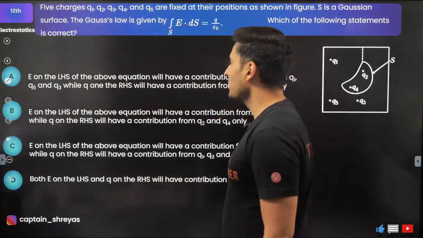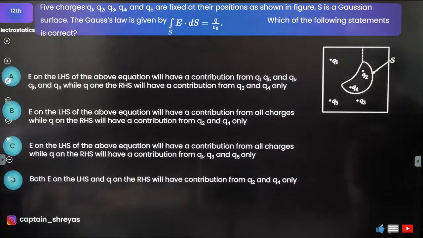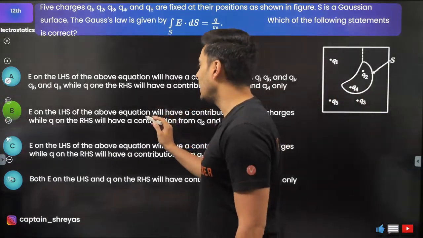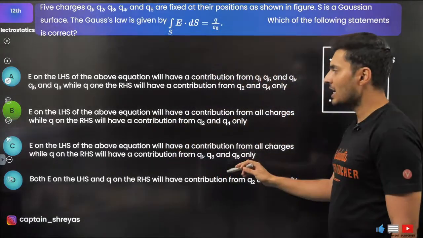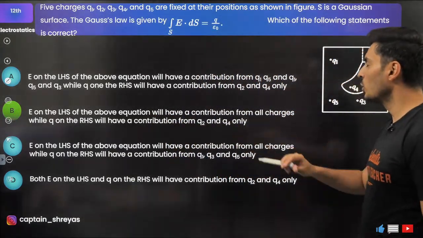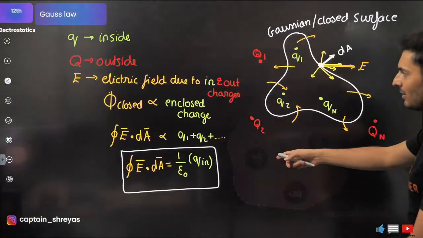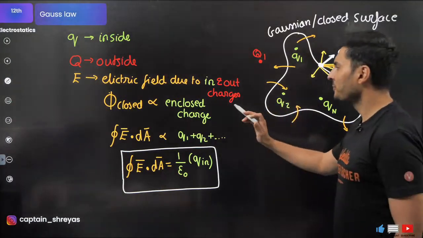Okay. So what do you say, guys? Let's see how many of you are getting the correct answer. See if you have marked the answer as option B. The electric field on the LHS will be from all the charges. The charge is only from Q2 and Q4. Now, I don't know whether you remember this. I just told it some time back when I explained Gaussian law.